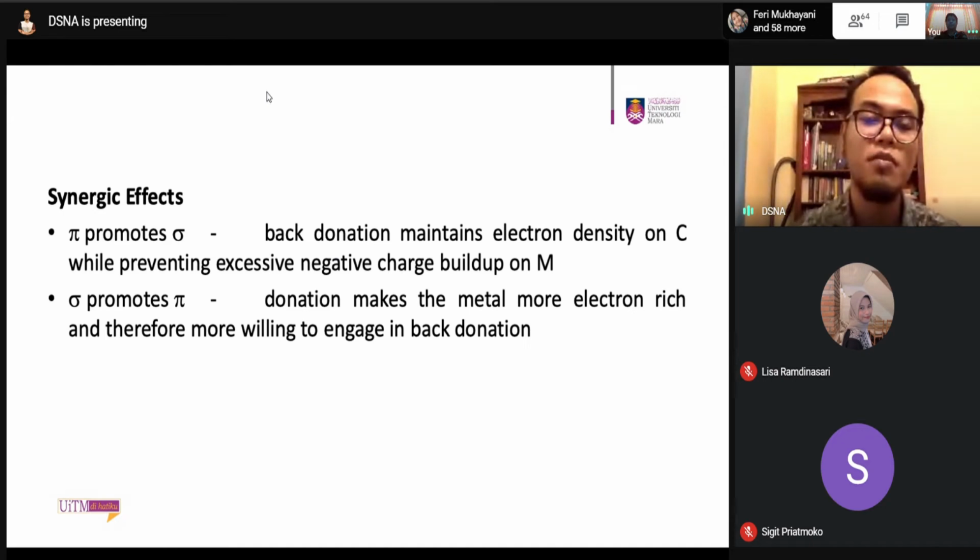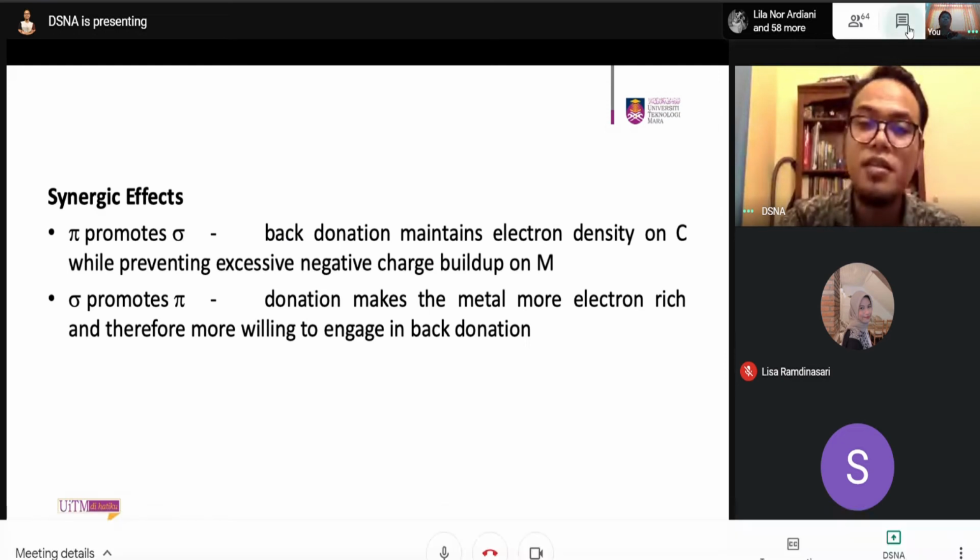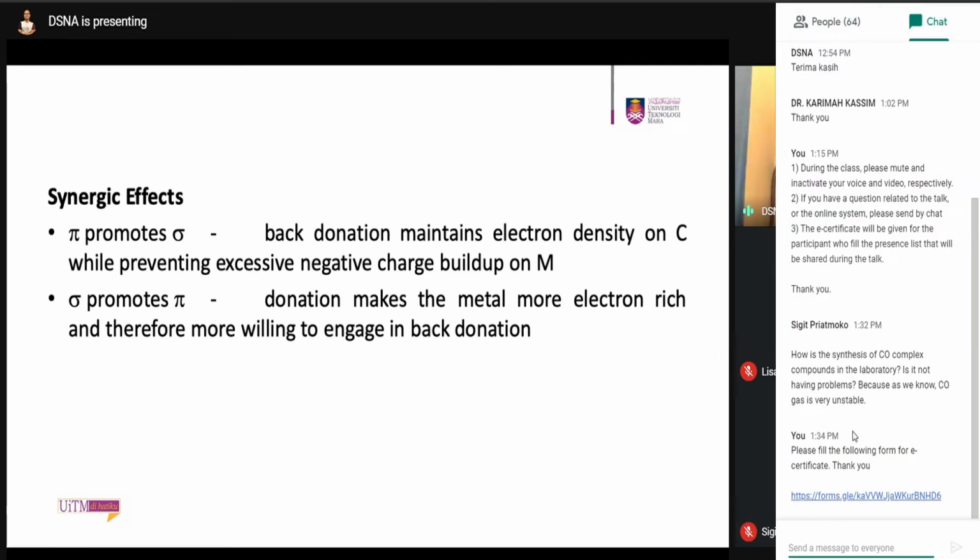So it will not stop. The moment electrons are there in the ligand, they are going to give the electrons back to your metal, and vice versa. That's why we call it synergic effects here. So sigma promotes pi, donation makes the metal more electron rich. When the metal is rich in electrons, it is slightly negatively charged. This is not okay for the metal, tak boleh jadi pada metal. So dia kena reduce sedikit the negative charge dengan mendermakan semula elektron to the ligand. I hope it is okay with you. Okay.